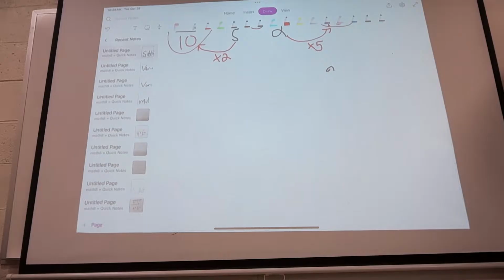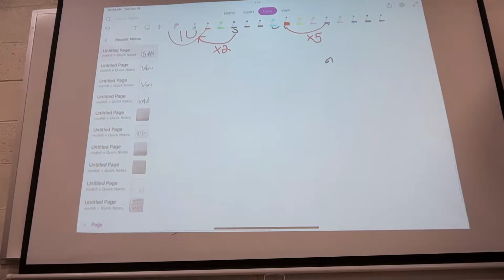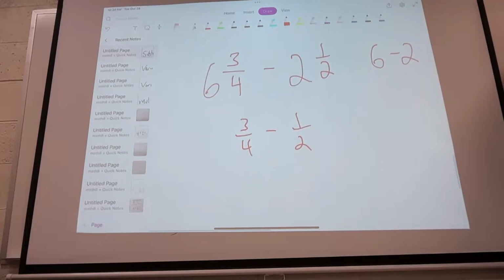Where are we at? 6 and 3/4 minus 2 and 1/2. Take out the 6 and 2. All right, I have a 4 and a 2. 4 and 2. What am I going to change the bottoms into? Could do 8. Is there anything smaller? Not 5. Not 3. Change them to 4s, right?